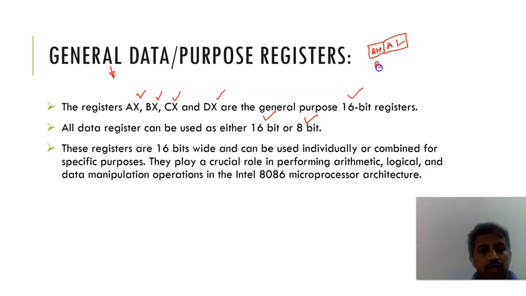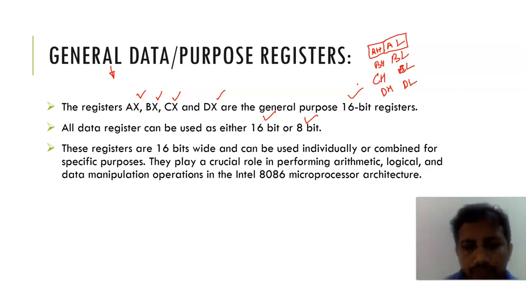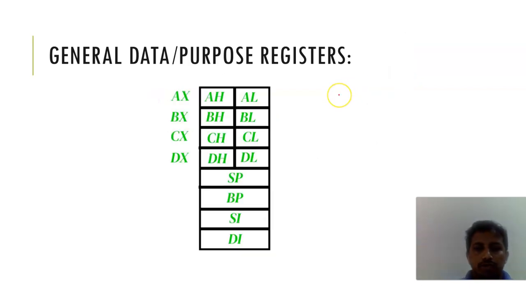Similarly, BX register has to be taken as BH and BL, CX register as CH and CL, and DX register as DH and DL. These are the 8-bit registers. Either you can make it 8-bit or 16-bit. You can use them as individual 8 bits, or you can use a combination of two 8 bits as 16 bits. It's not compulsory that all should be used as 16-bit or all as 8-bit. You can make a combination of these.